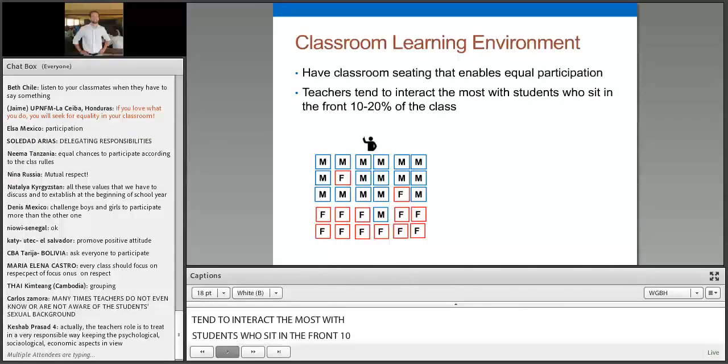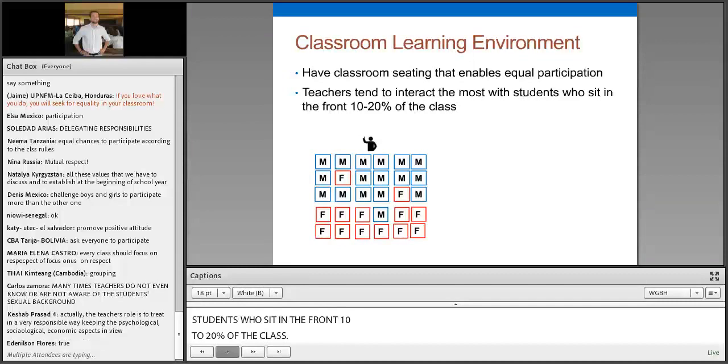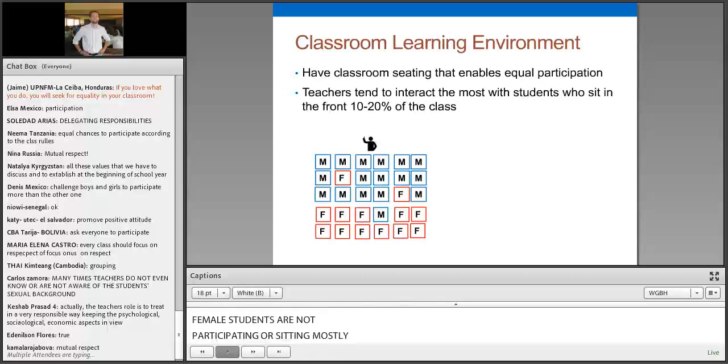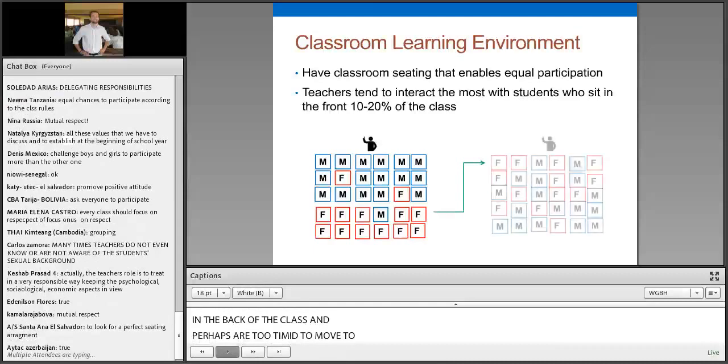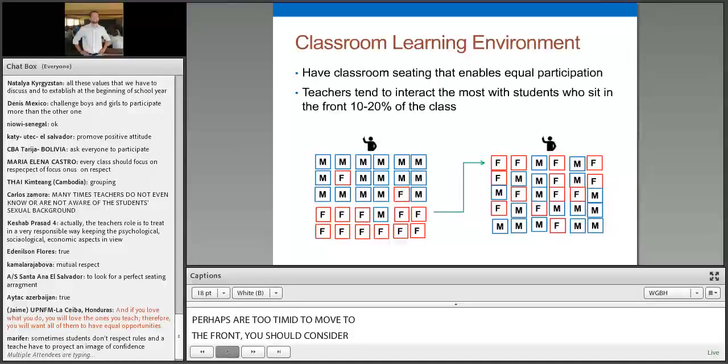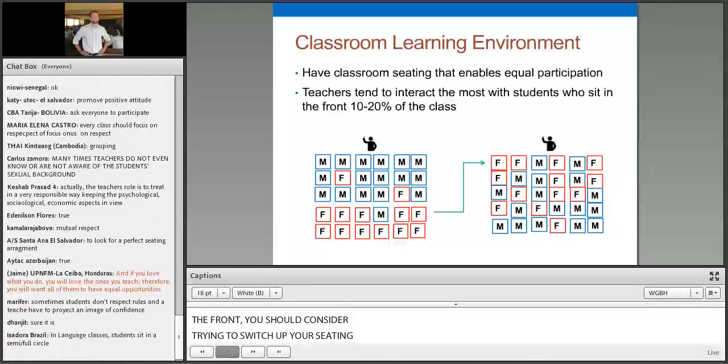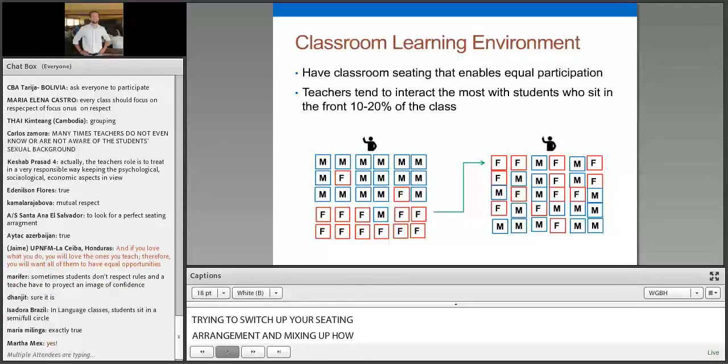So if you find that you have perhaps a majority of your female students are not participating or sitting mostly in the back of the class, and perhaps are too timid to move to the front, you should consider trying to switch up your seating arrangement and at least making equal how many female and male students are in the front.